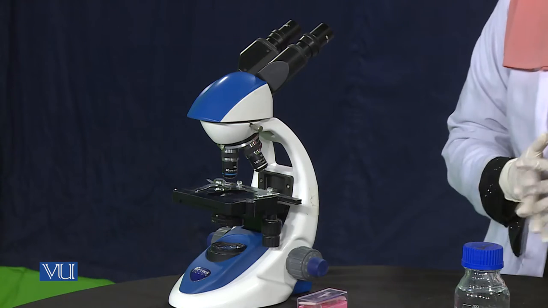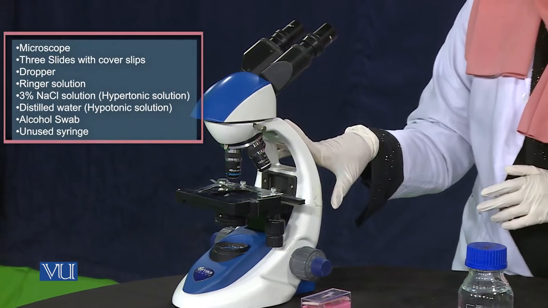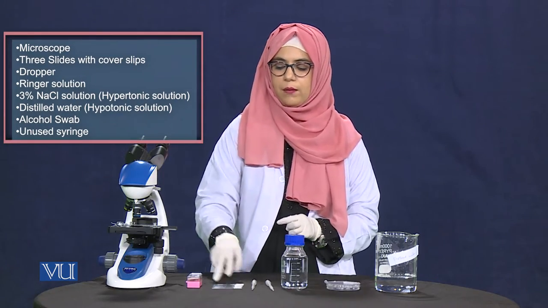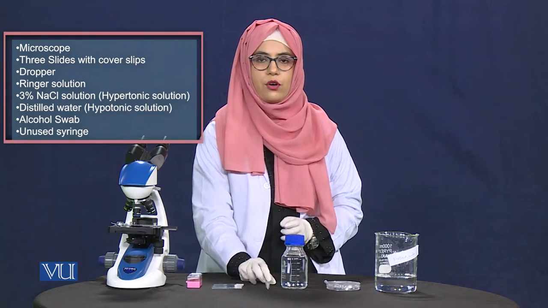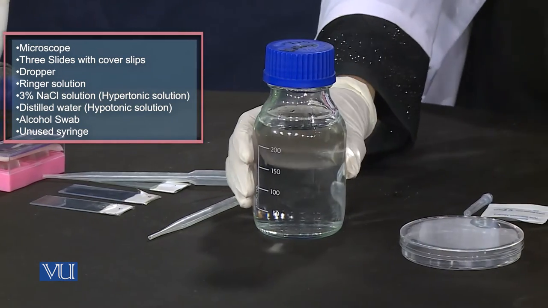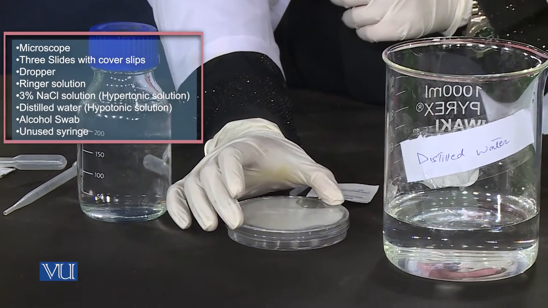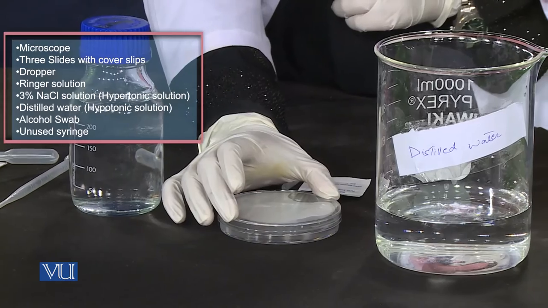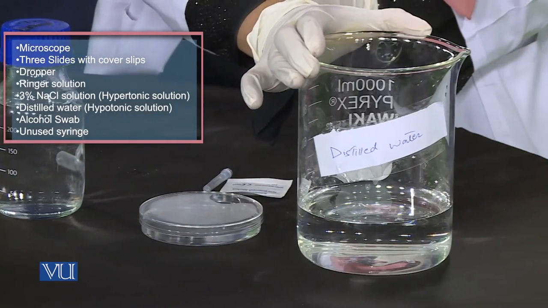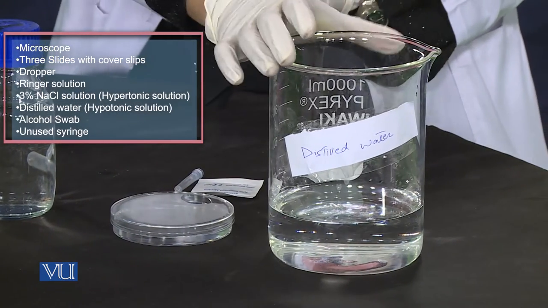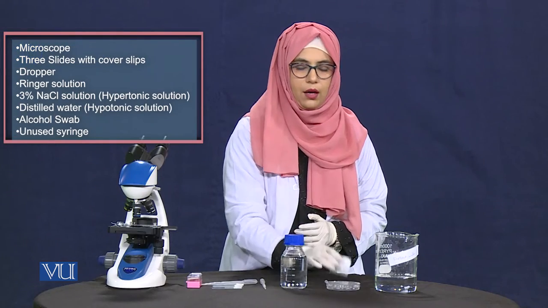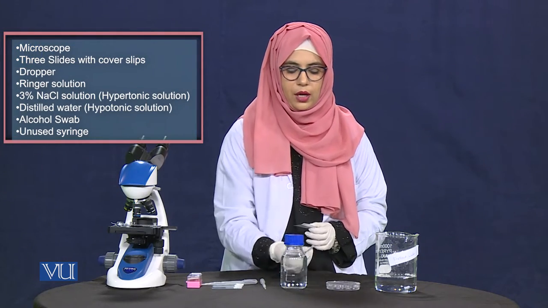Dear student, for this experiment, we will need a microscope, 3 slides with cover slips, droppers, Ringer solution, and hypertonic solution. I will use 3% saline solution as the hypertonic solution, and I will also use distilled water, an alcohol swab, and an unused syringe.